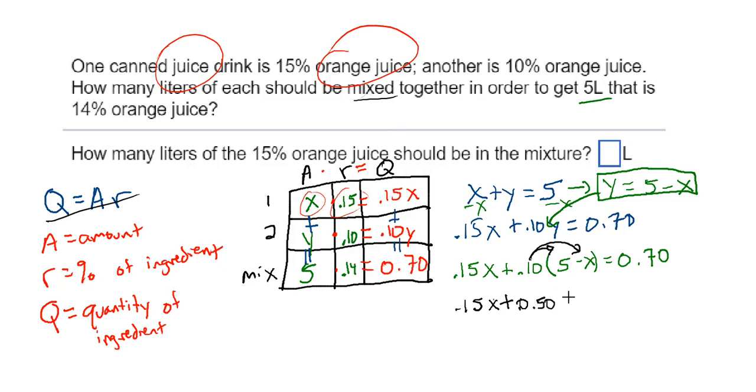I like to put the extra 0 there. Minus 0.10x equals 0.70. All right, so we distribute the 0.10. We get this. Sorry about that stray decimal mark there. It's not supposed to be there.